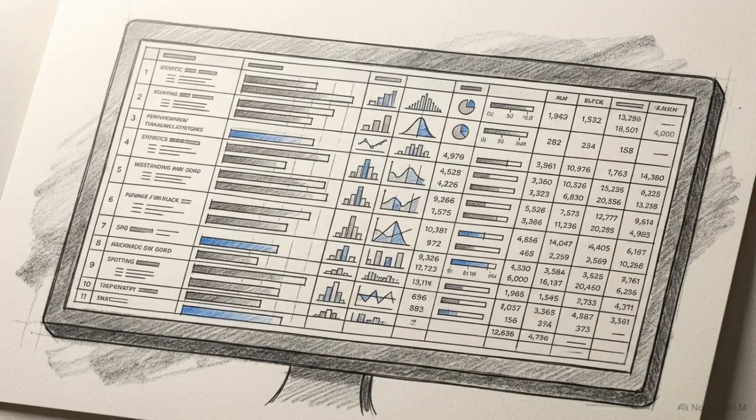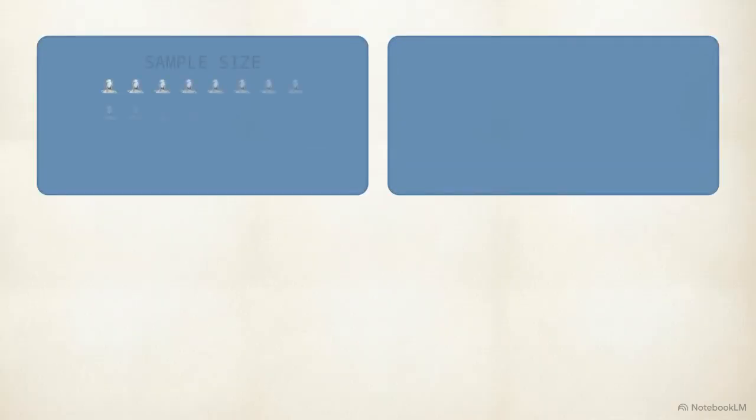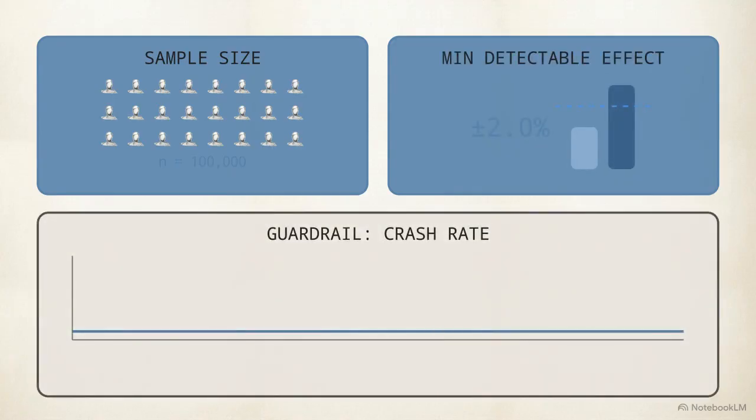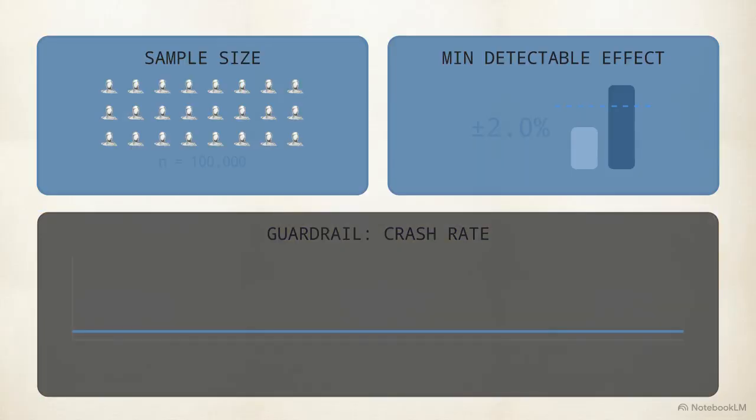Once the hypothesis is set, you must establish strict mathematical parameters before launching the experiment to ensure your data is valid. Pre-launch, you must lock in your sample size, minimum detectable effect, and define your primary versus guardrail metrics. Guardrail metrics ensure optimizing your primary goal doesn't degrade the overall experience, like tracking crash rates to ensure a new feature isn't breaking the app.